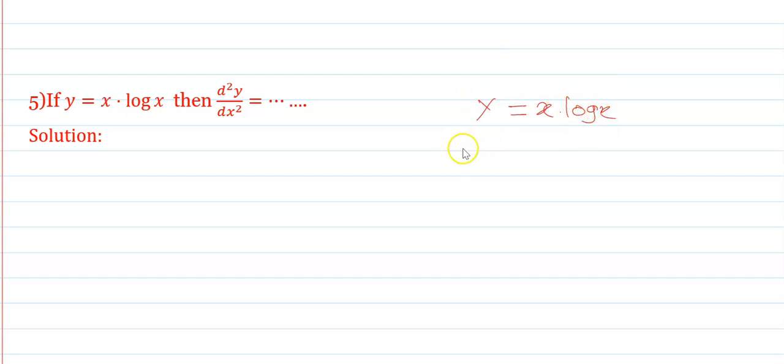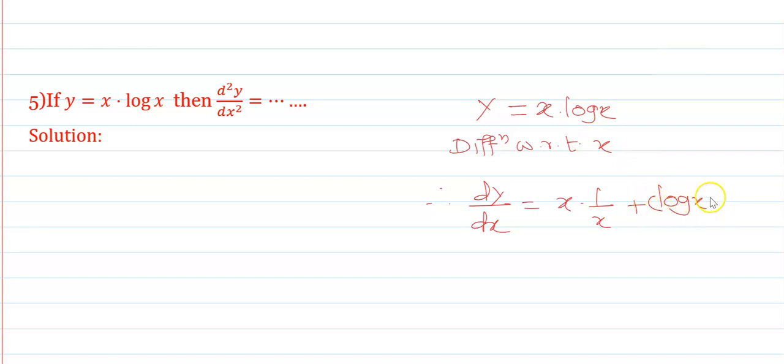Then differentiate this with respect to x. Therefore, dy by dx is equals to first x, derivative of log of x is 1 upon x. Next, log of x as it is, derivative of x is 1. Derivative of x is 1. x upon x is 1. Next, here is a log of x. Then you will get dy upon dx.